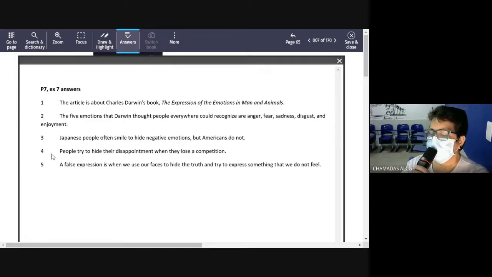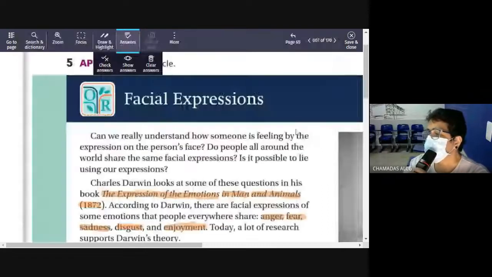Oh, here, number 4, they say people try to hide their disappointment when they lose a competition. We didn't put that one. We put when you don't like a gift, which is also true. So the last one, a false expression is when we use our faces to hide the truth. All right, people, did you get all the answers? So all the answers are correct.